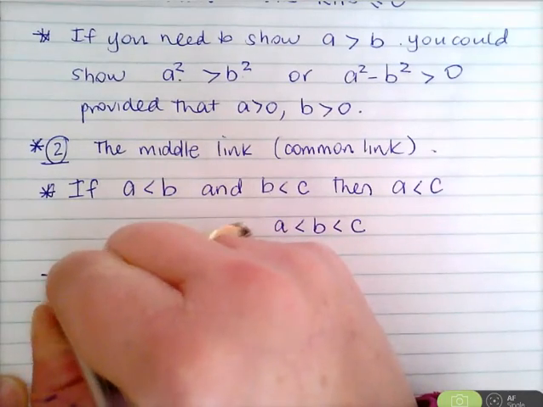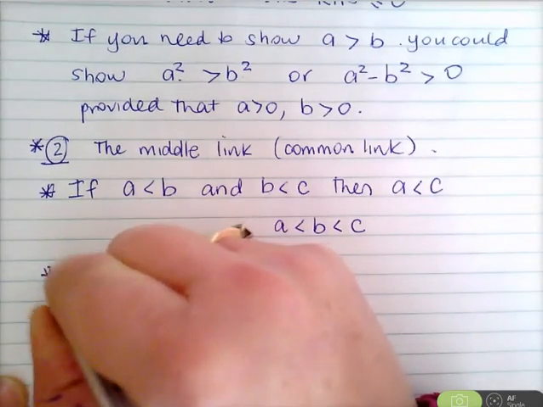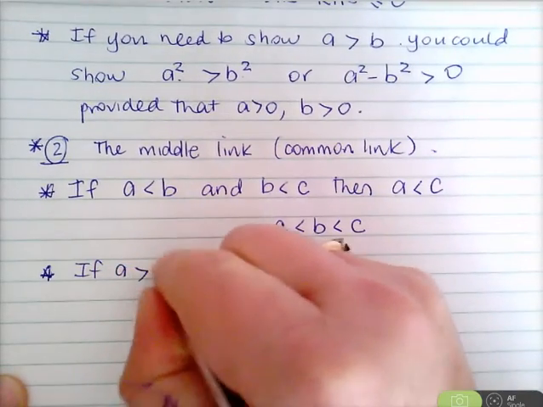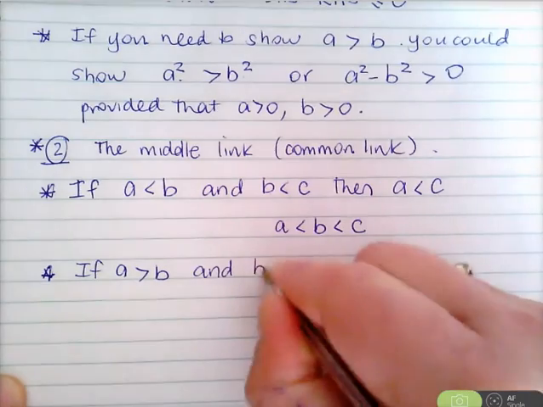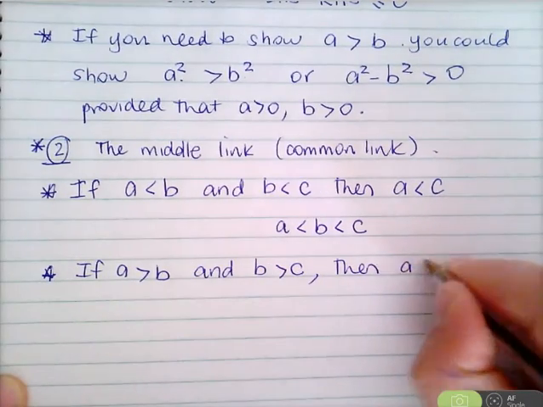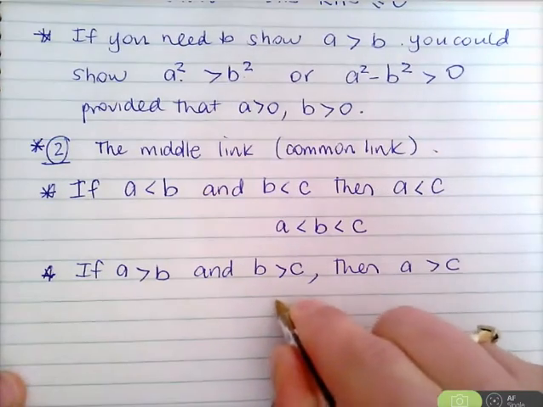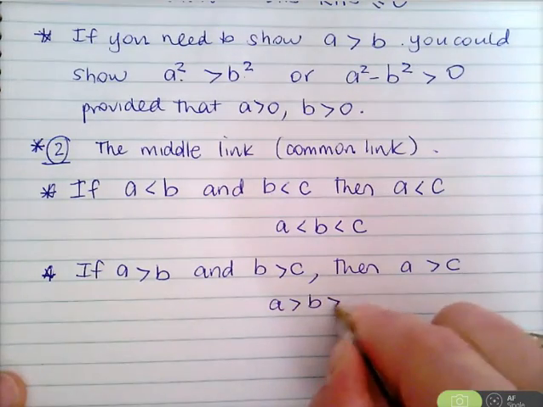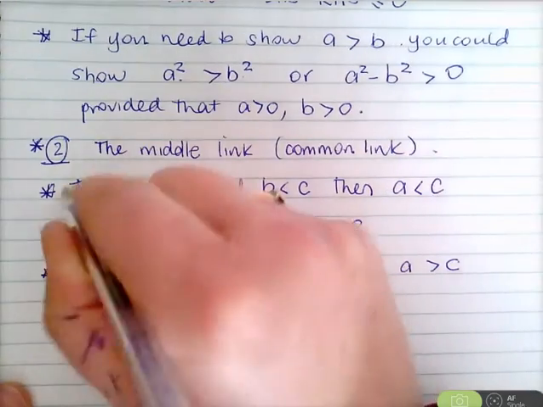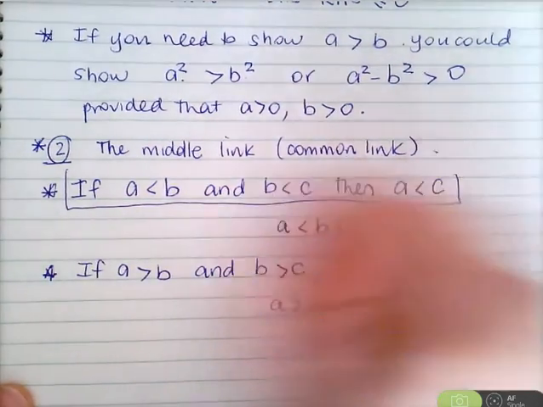All right, another thing we can do is doing it the other way. So if A is greater than B and if B is greater than C, then we could say that A is greater than C, and this is because A is greater than B, which is greater than C, so therefore we can see that A is greater than C. So we've got those, okay?